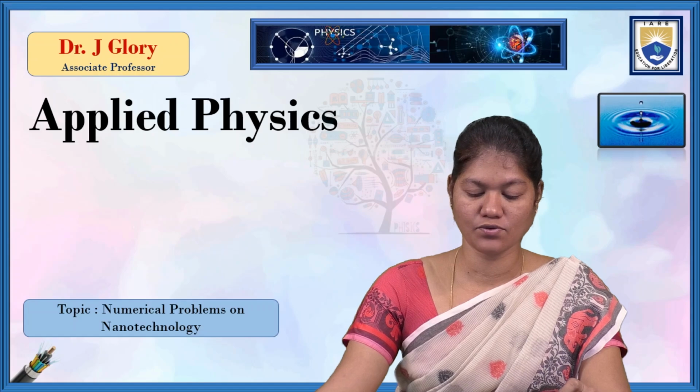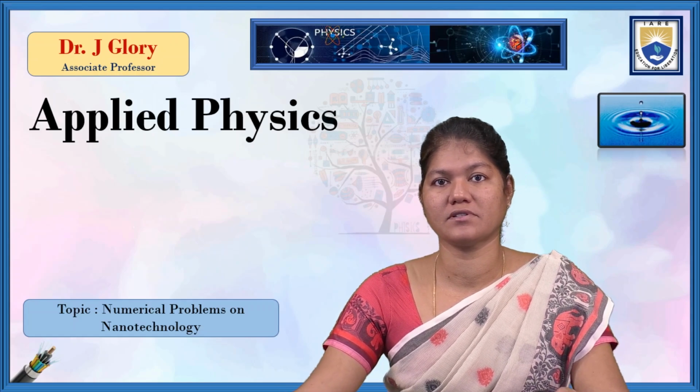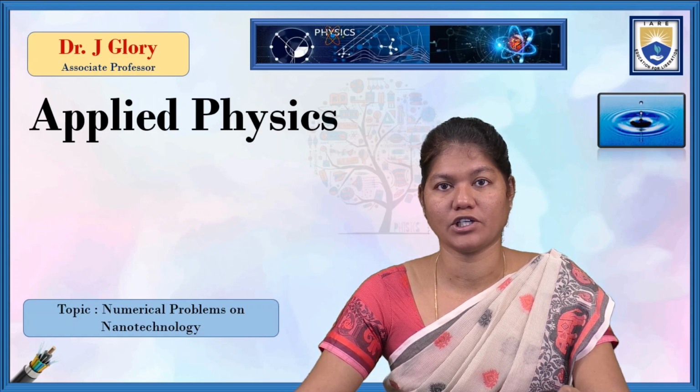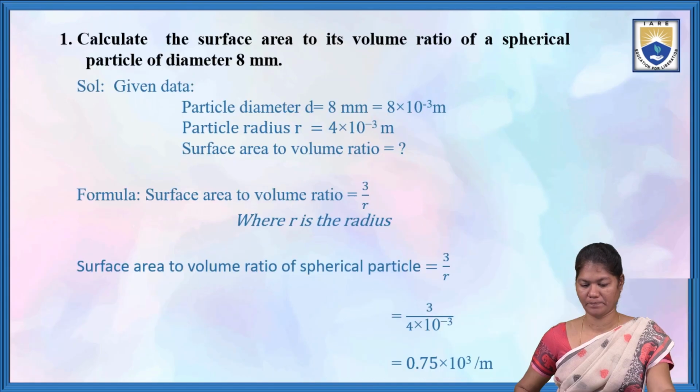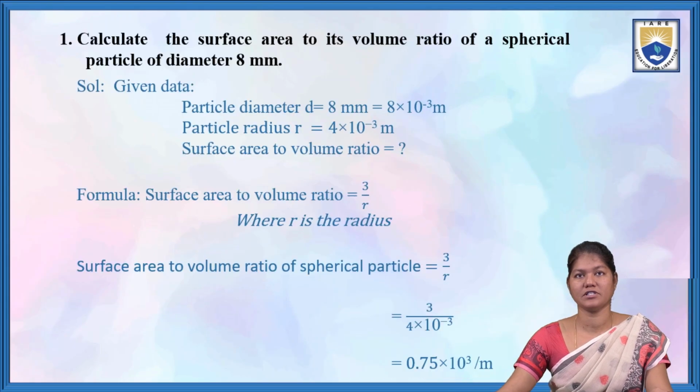Today, we'll see some problems related to nanotechnology. So, numerical problems on nanotechnology. The first problem: calculate the surface area to volume ratio of a spherical particle of diameter 8 millimeters.